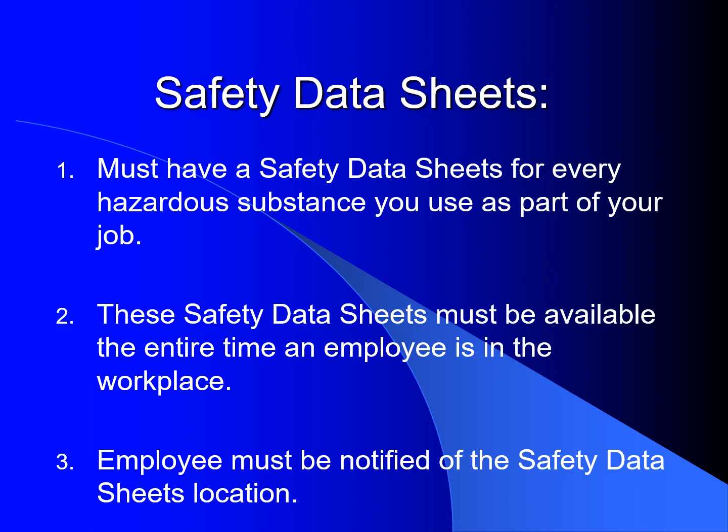Safety data sheets continued. They must have a safety data sheet for every substance you use as a part of your job. These safety data sheets must be available the entire time an employee is in the workplace. Employees must be notified of the safety data sheet location, so the folder or binder, or if it's online, they have to be notified where it's at and have access to this. If you have a question on any chemical that you're working with, the safety data sheet will provide the information, also provide first aid information, firefighting, disposal, as we went through.